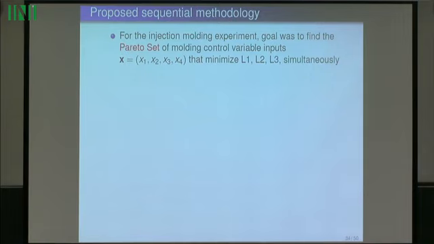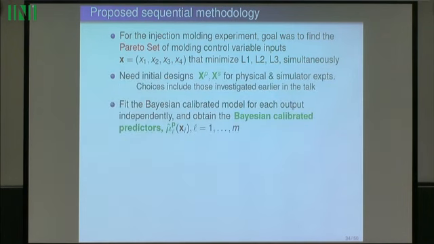Okay, so we want to find the Pareto set of 4 of the control variable inputs that minimize the shrinkages of the 3 lengths simultaneously. I need initial designs. That's why I talked a little bit about those other designs. We've got to start the process off to do some kind of sequential design because I have to fit the models. So I'm going to start with some design. I could pick one of those that I mentioned earlier in the talk.